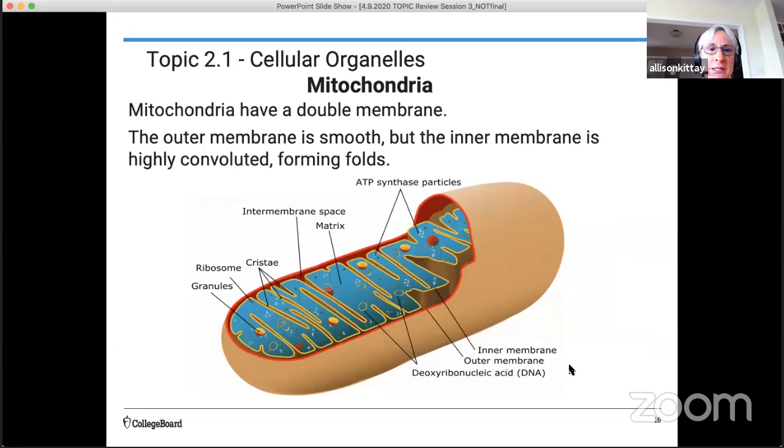The next one is the mitochondrion, and everybody knows it affectionately as the powerhouse of the cell, and that's because the mitochondria is responsible for producing ATP, which is the main energy form that cells use. Mitochondria have a double membrane, and in this image, it's really nice because it color codes them.